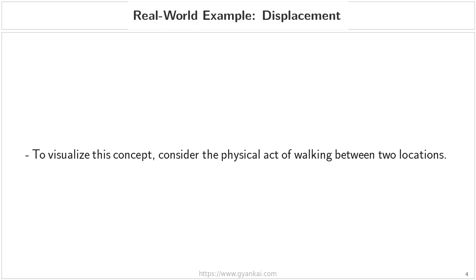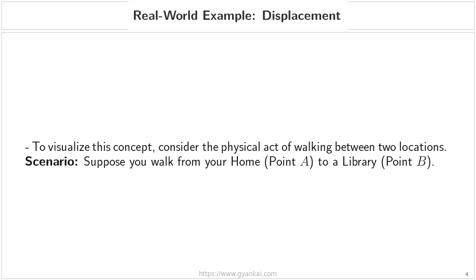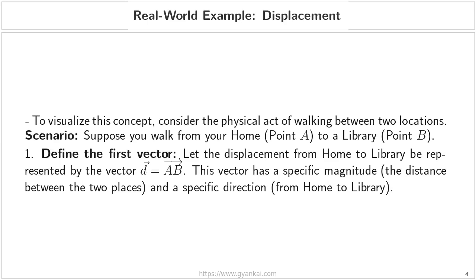Real-world example: displacement. Now that we have established the mathematical definition of a negative vector, let's move away from abstract symbols and look at a real-world example of displacement to help you visualize this concept. Think about the physical act of walking between two different locations. Let's set up a scenario. Imagine you are walking from your home, which we will call point A, to a library, which we will call point B. To break this down step by step, first, let's define our initial vector.